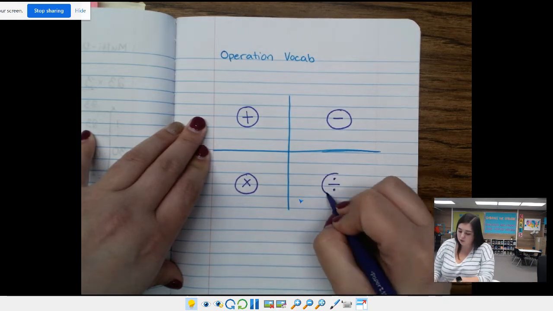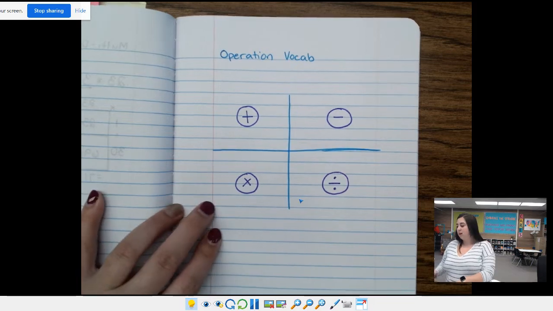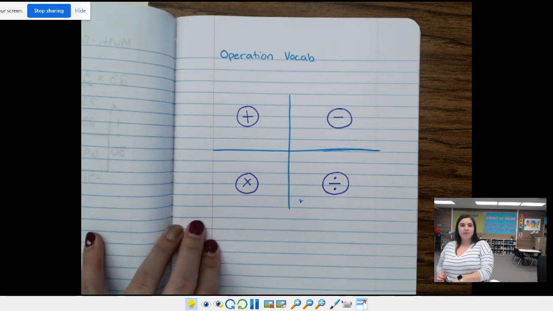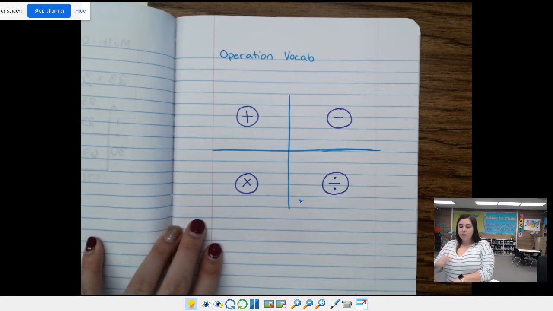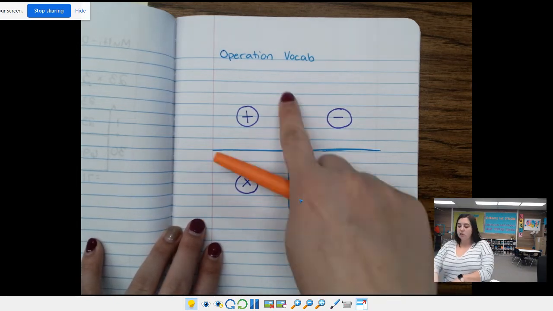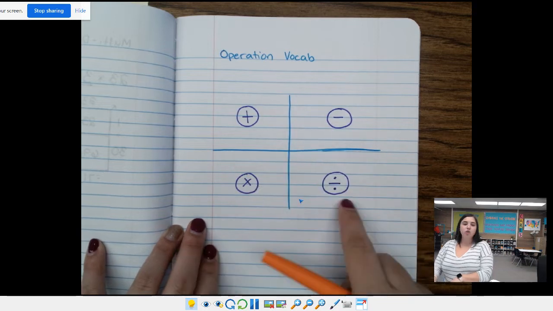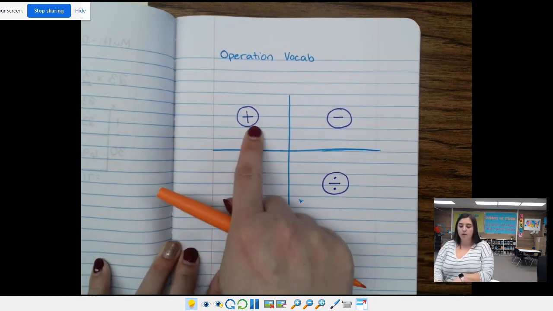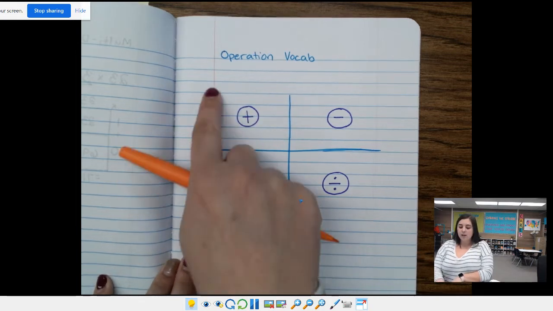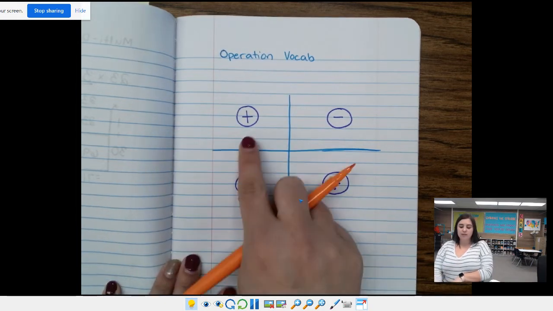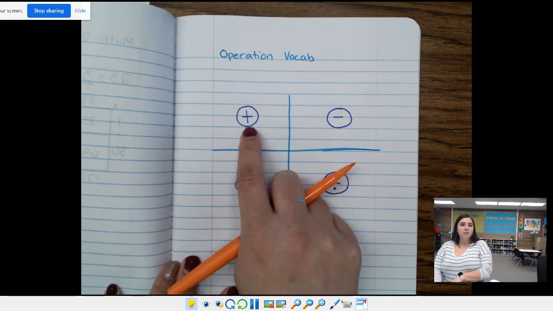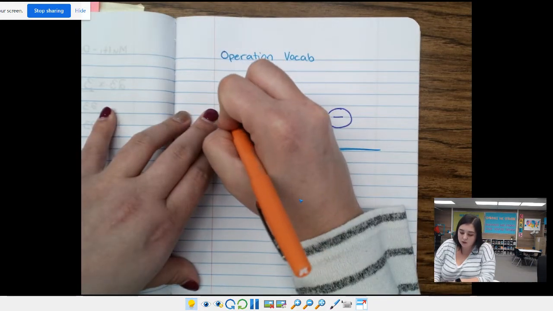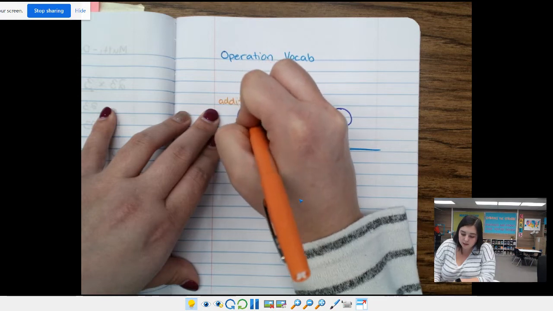So I want you to draw what I'm drawing. In fact, you might need to pause because I'm going to get started with our vocab words. So I have created kind of a T-chart with the different operations, and I'm going to write vocab words that are associated with those symbols in that box around the symbol. So this symbol here means addition. So whenever we're talking about it, you might hear me say addition.